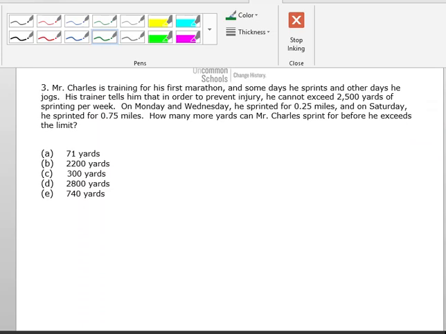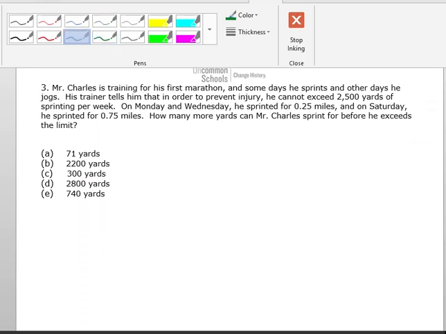Mr. Charles is training for his first marathon, and some days he sprints and other days he jogs. His trainer tells him that in order to prevent injury, he cannot exceed 2,500 yards of sprinting per week. On Monday and Wednesday, he sprinted for 0.25 miles, and on Saturday, he sprinted for 0.75 miles. How many more yards can Mr. Charles sprint before he exceeds his limits?